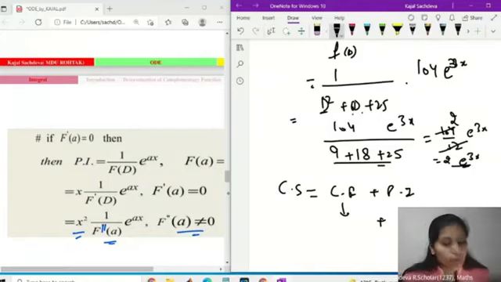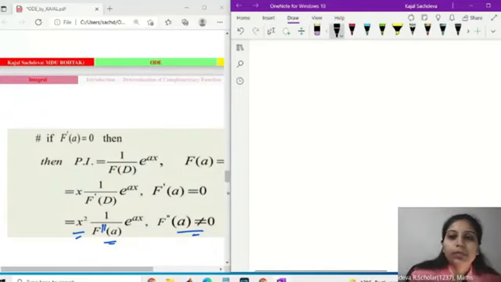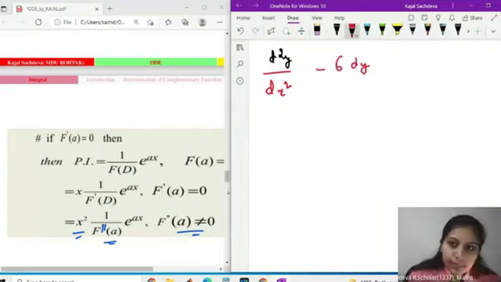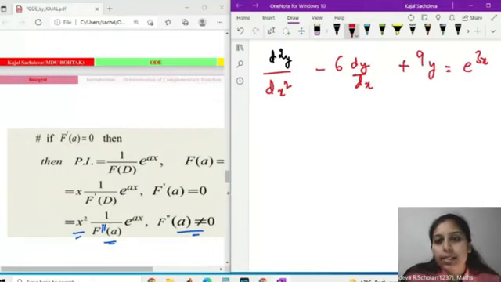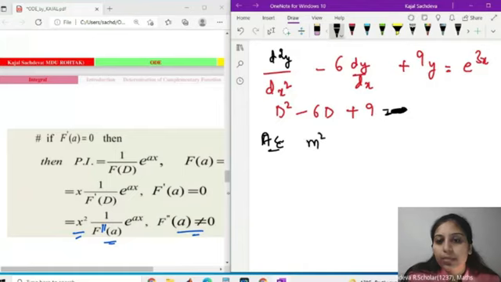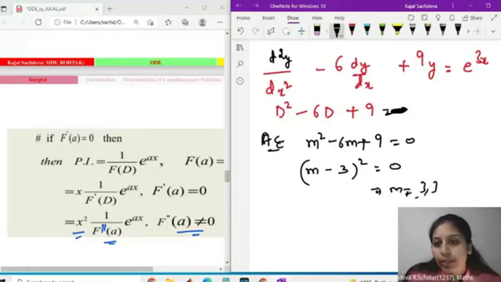So this is the way for finding PI when we have Q equal to e raised to power ax. Now let's take a case of failure also, when f of a is equal to 0. Let's take an example for this. We have a question: d2y upon dx square minus 6 dy upon dx plus 9y is equal to e raised to power 3x. In this case, when we find the CF, D square minus 6D plus 9 is equal to 0, this is symbolic form only. The auxiliary equation is m square minus 6m plus 9 is equal to 0, and here we have the root, m minus 3 whole square is equal to 0. So m is equal to 3 and 3. We have the root 3 two times for this homogeneous part.